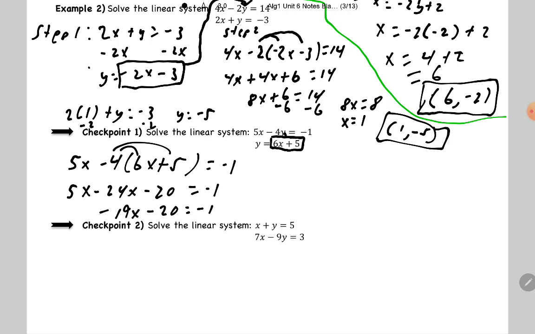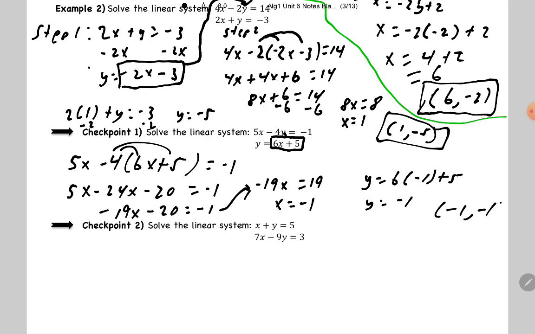I'm going to add 20 over, and you get negative 19x equals 19. So x equals negative 1. Okay, plug that back in. y equals 6 times negative 1 plus 5. So negative 6 plus 5 is negative 1. So my answer is negative 1, negative 1.